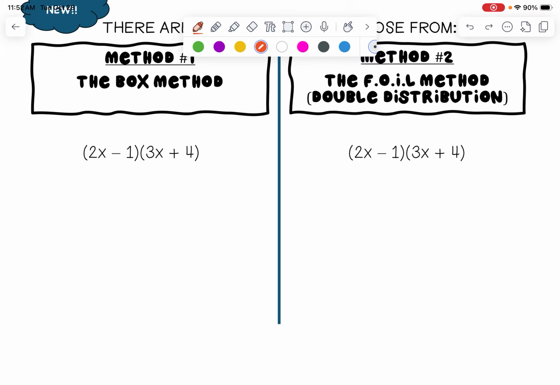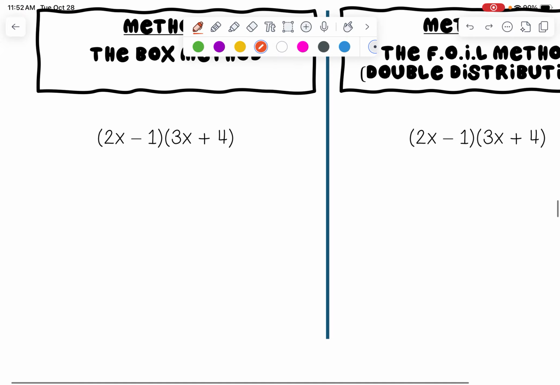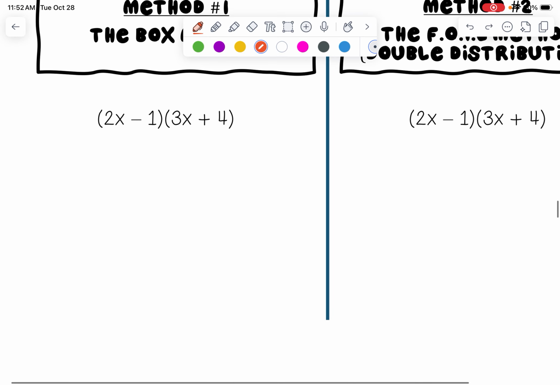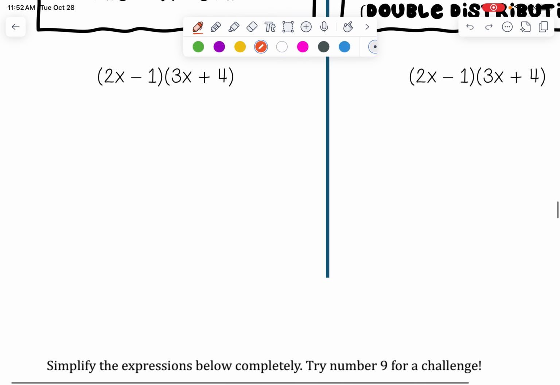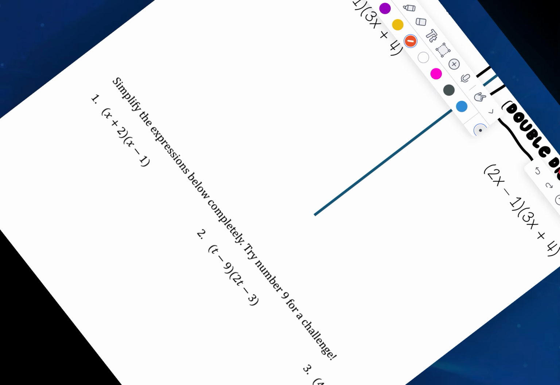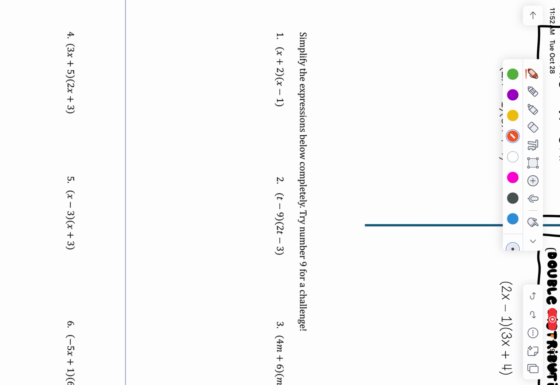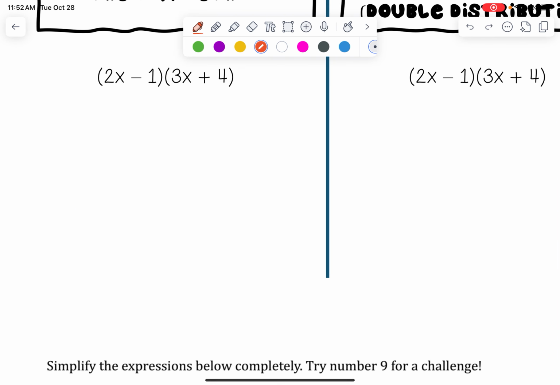All right. The box method is the method number 1. I love the box method. Does it take a little bit longer? Yes, right? But let me show you how this works. Sorry, my screen turned on me. There we go. So I have 2 terms, that's a binomial, times another binomial.